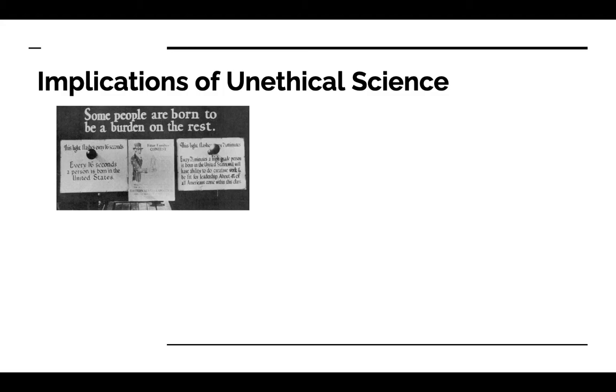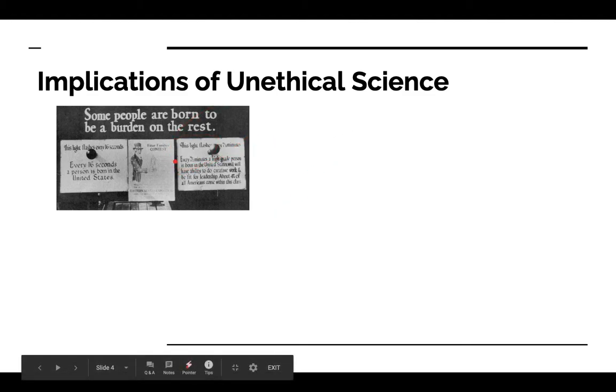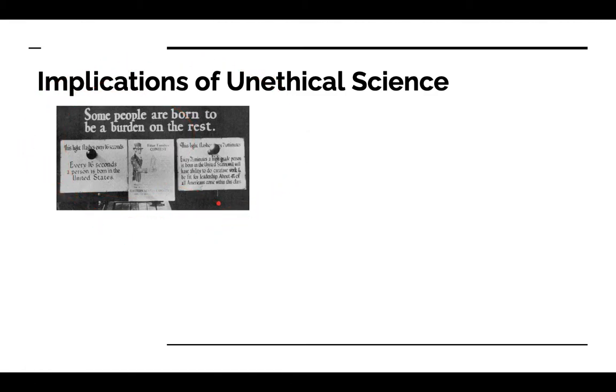That was the basis for the eugenics movement, which later became the basis for Nazi purity laws, Aryan purity laws, and also became the pseudoscientific justification for Jim Crow laws in the early to mid 1900s in the United States.